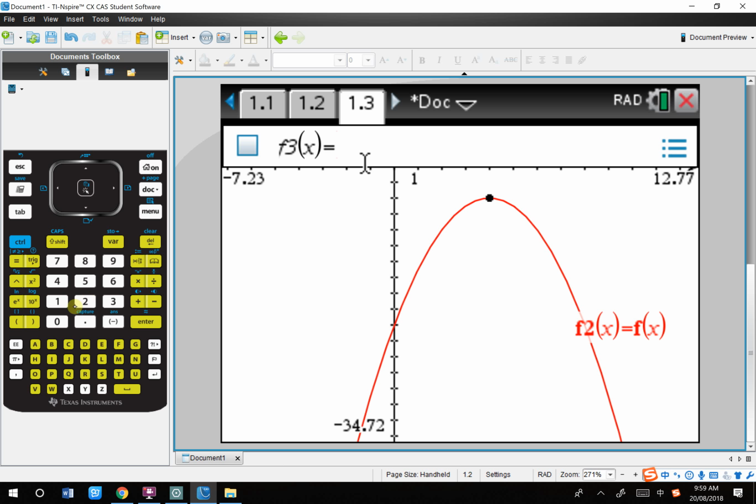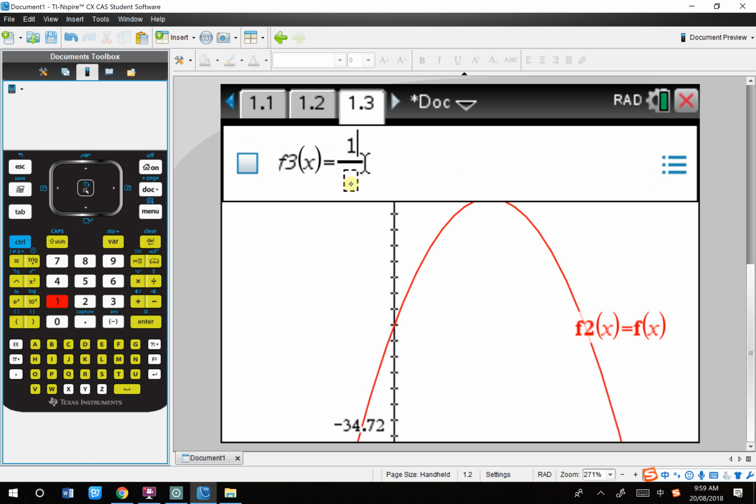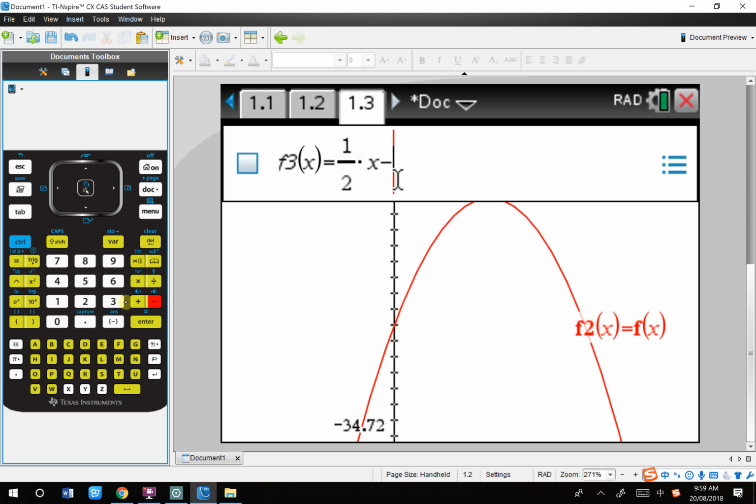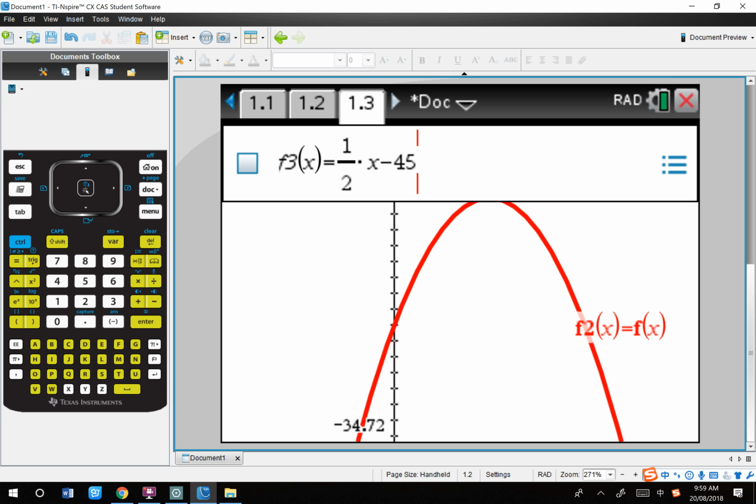So I will go for half x times x minus 20, not 20, minus 45. Okay, just type that in. Press enter.